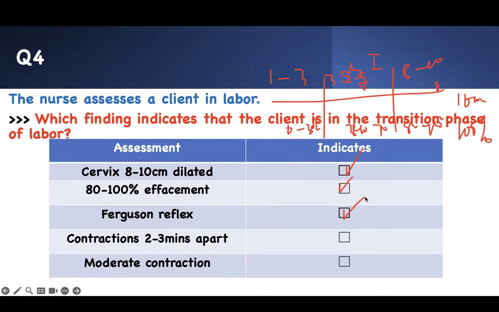Contractions are very, very short, like 2 to 3 minutes, they come in together. And what do you call it? The contractions, if they're so close to each other, cannot be moderate because we divide this into 3 stages: mild, moderate, and severe. So this one has to be severe. So it's not indicated. So 1, 2, 3, and 4 are the ones that are indicated.